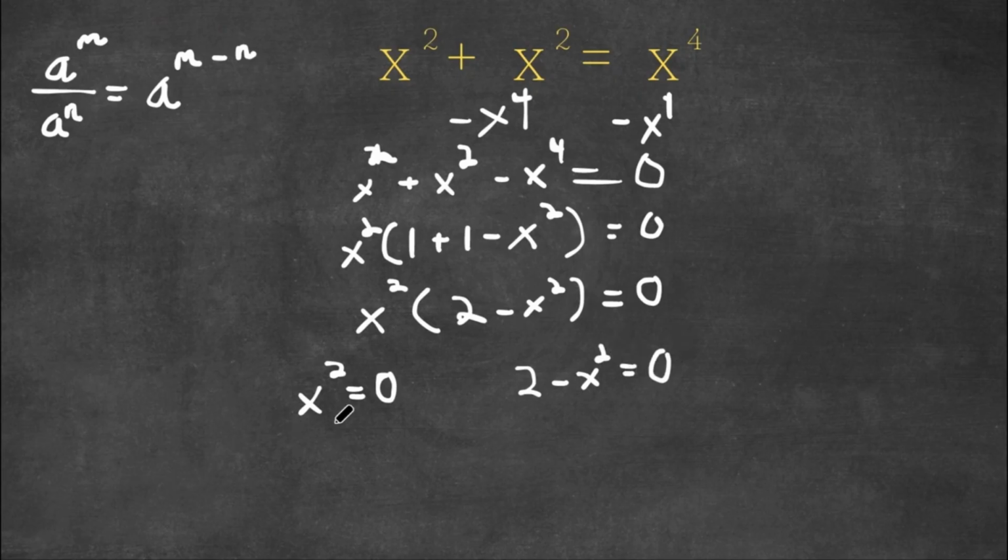Now for x squared equals 0, well, this is simple. The only number that when squared equals 0 is simply 0. So for this, we have x is equal to 0. That is one solution.